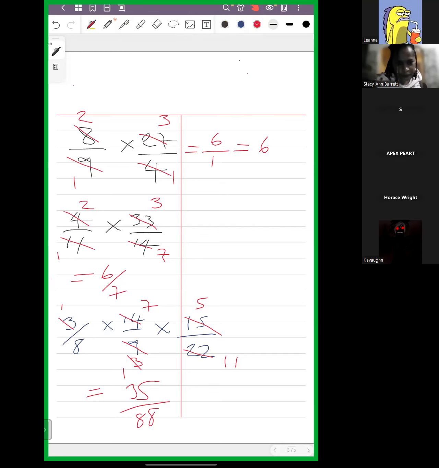Sir, could you explain how you get the 35 again and the 88? 35 is the remaining numbers that are left at the top of the cancellation. So the 1 that is over the 3, the 7 that is over the 14, and the 5 that is over the 15. Yeah, you times them. Okay. And then you times the 8 and the 1 that is underneath the 3, and the 11 that is underneath the 22.